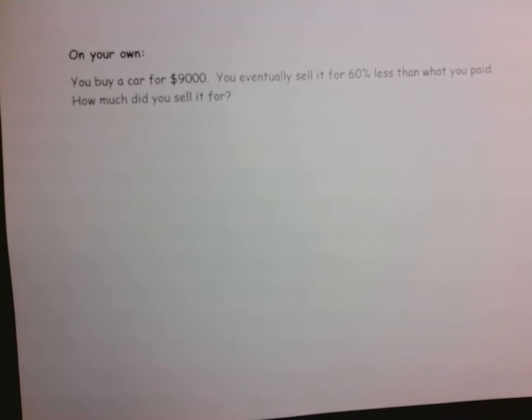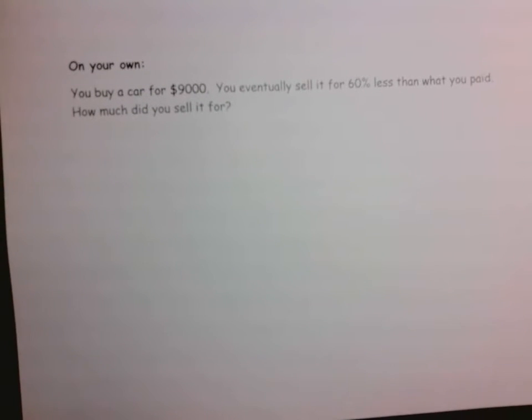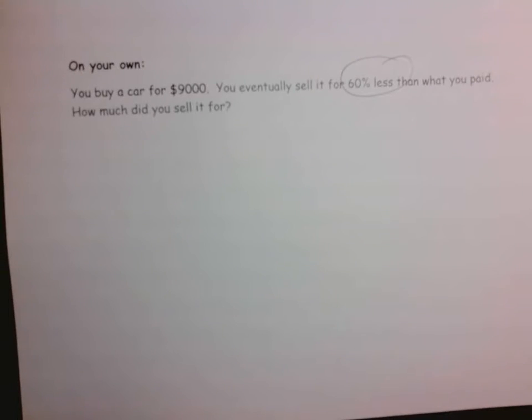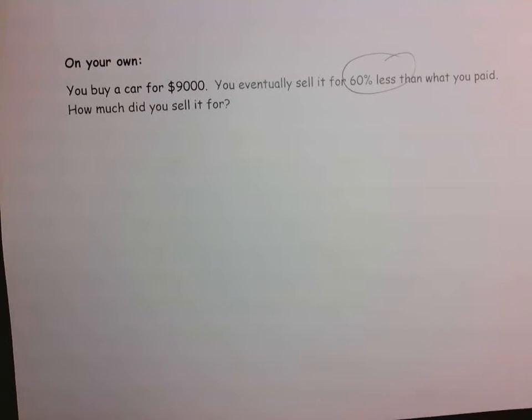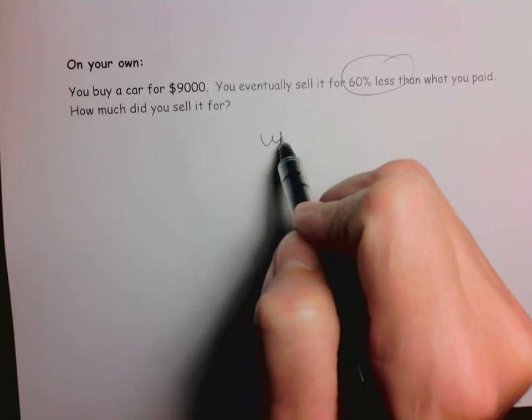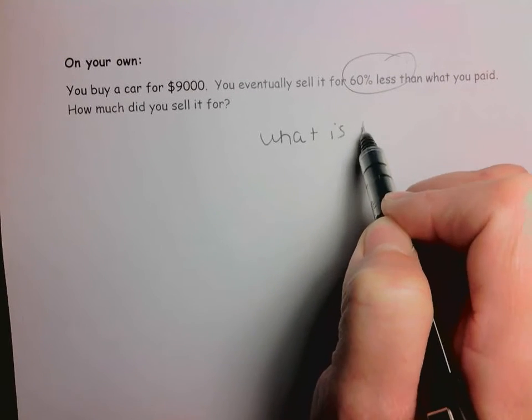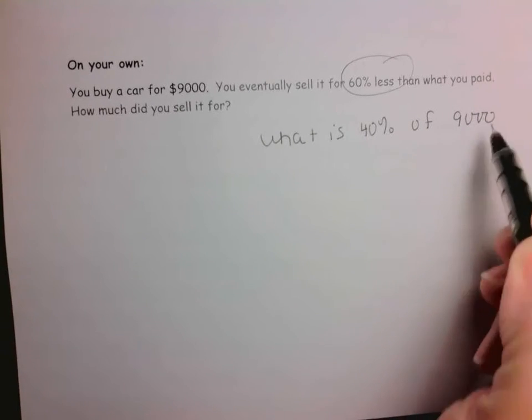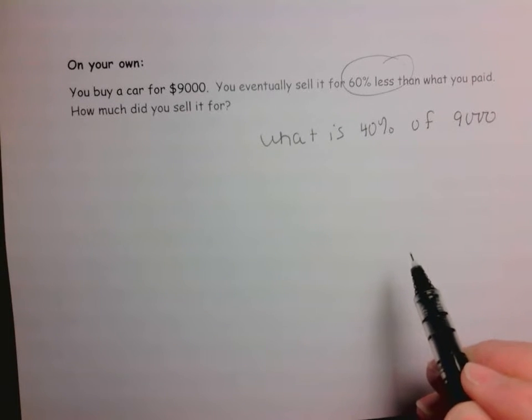So again, there's two ways to do this. I can figure out, well, what is 60% of $9,000? And then I can subtract that from the $9,000. And that's fine. You can do it that way. Or you can think of it this way. If I sold it for 60% less, that means I sold it for 40% of what I paid for it. So my question I can ask myself is, what is 40% of $9,000? Because I sold it for 40% of what I paid for it.